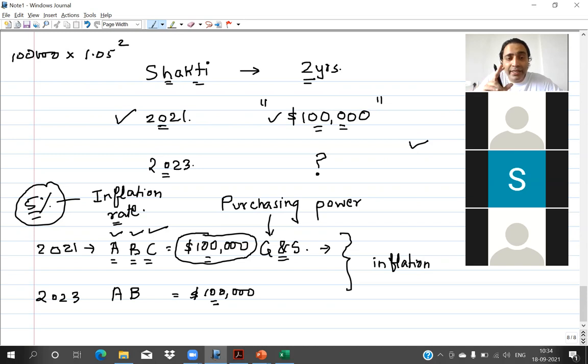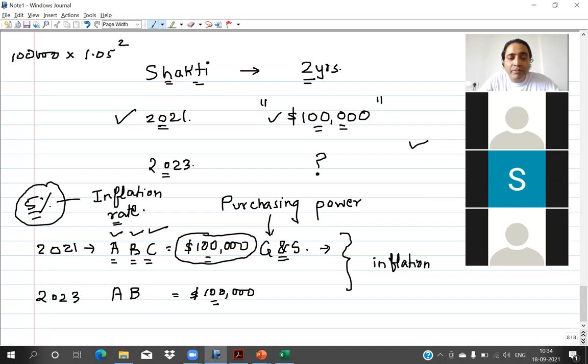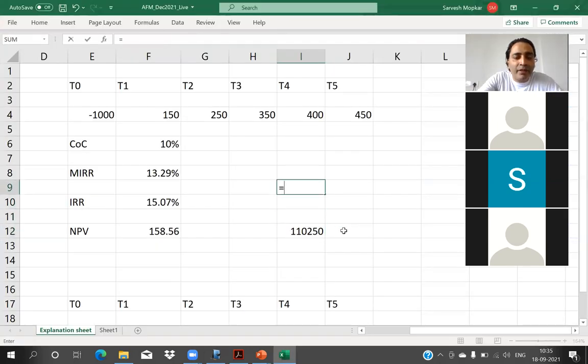Haan, agar main usko kehta hoon, if I tell Shakti, no, I am going to give you $100,000, not in current terms, but in nominal terms, future terms mein. Now Shakti should make his own calculations. मैं उसको $100,000 दो साल के बाद देने वाला हूं, उसके पॉकेट में $100,000 आएगा. So actually, in current terms, मैं उसको कितना सैलरी ऑफर कर रहा हूं? I'm offering him 100,000 multiplied by 1.05 to the power minus 2. So basically, I'm offering him a salary of 90,702 in current terms.